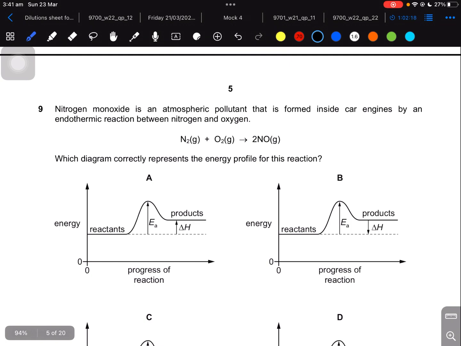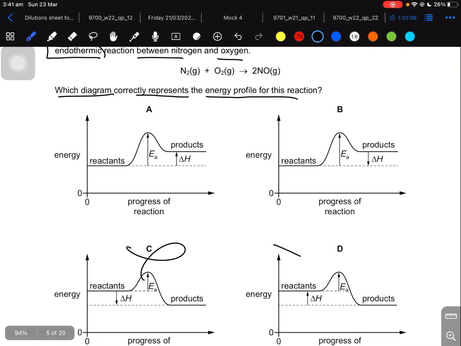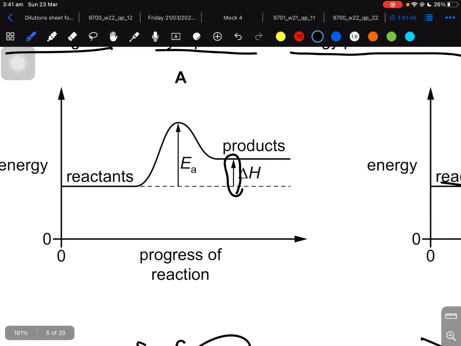Nitrogen monoxide is an atmospheric pollutant that's formed inside car engines by an endothermic reaction between nitrogen and oxygen. Which diagram correctly represents the energy profile for this reaction? It's endothermic, so these are wrong. From the reactants onwards, the activation energy to the products, the reactants are correct, but the arrow has to be going up since it's endothermic, from the reactants to the products. So it's A.